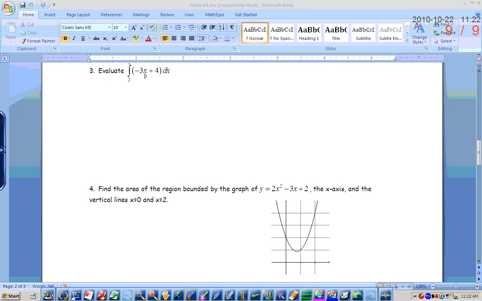All right, so evaluate this right here. So the first thing you do is you integrate. So what is the integral of negative 3x plus 4?